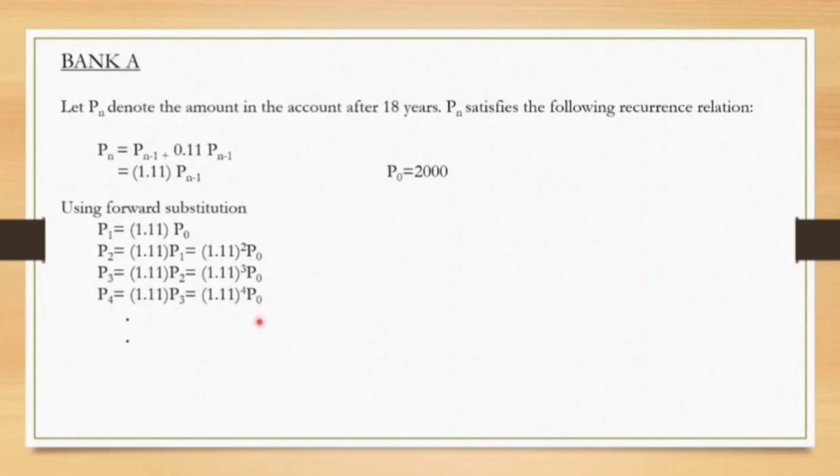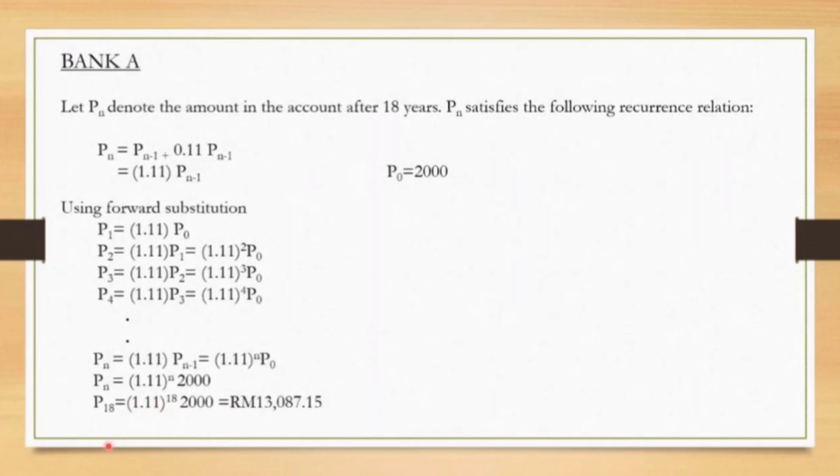So we have got its pattern, which is that Pn is equal to 1.11 times Pn-1, which equals 1.11 to the power of n times P0. We substitute the P0 value and the n value, which is 18, and we will get 1.11 to the power of 18 times 2000, which equals 13,087 ringgit and 15 cents for bank A.